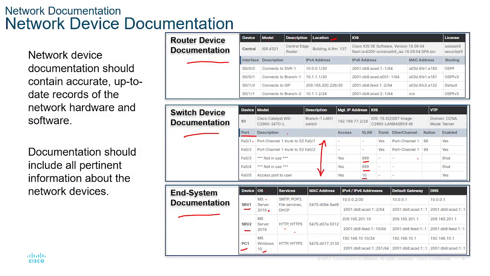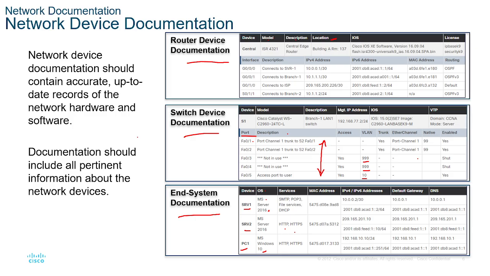Now, in network device documentation, the documentation should be contained and accurate. The name, the IP addresses, and every other detail need to be accurate and up to date. Because sometimes in our network we will change something, so we need to update our documentation accordingly. And of course, for the software and hardware, documentation should include all pertinent information about the network devices.